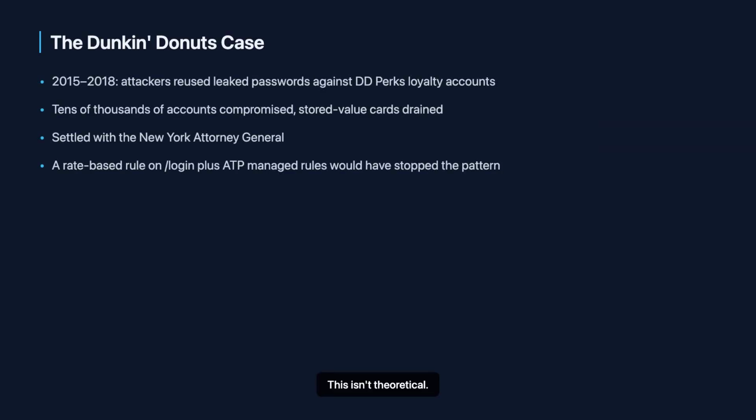This isn't theoretical. Between 2015 and 2018, attackers used passwords leaked from other breaches against Dunkin' Donuts DD Perks loyalty accounts. Tens of thousands of accounts were compromised, stored value cards were drained, and Dunkin' ended up settling with the New York Attorney General. The defense was a rate-based rule on the login endpoint plus ATP managed rules, exactly the pattern our retail client should deploy tonight.